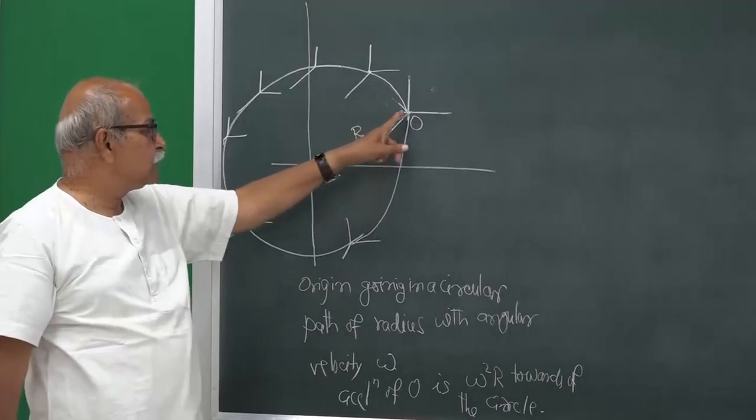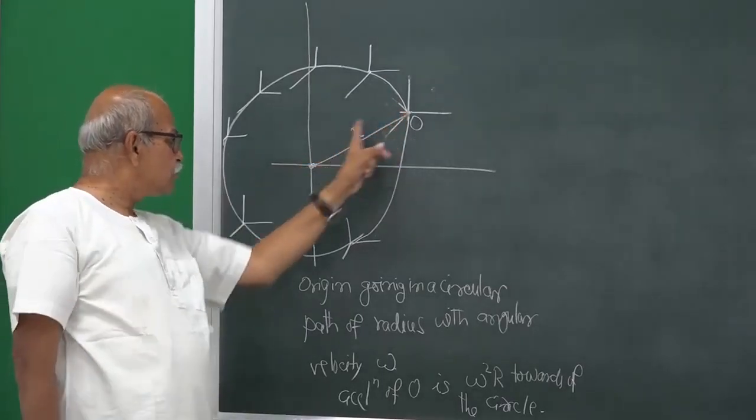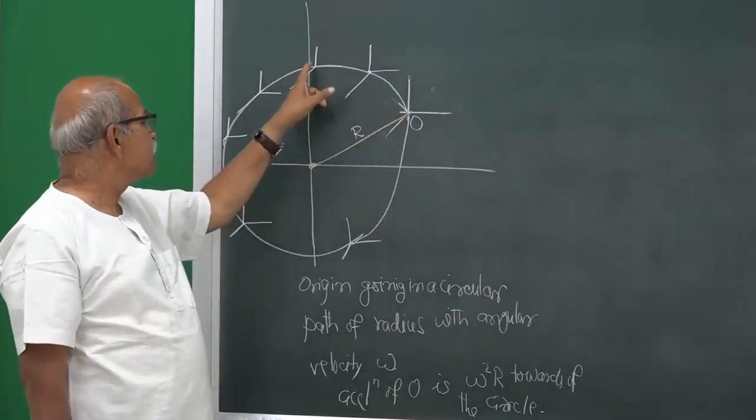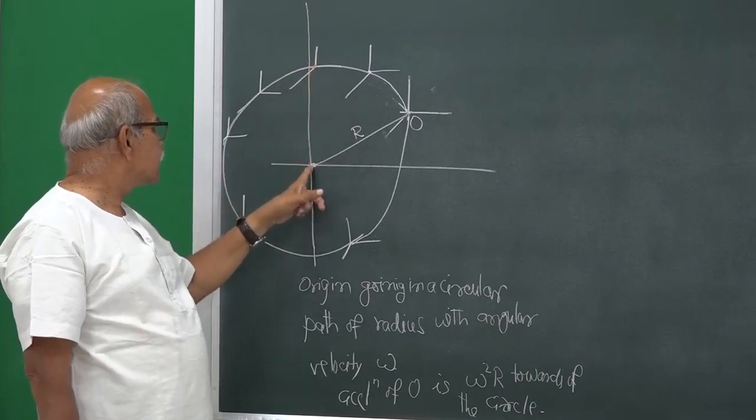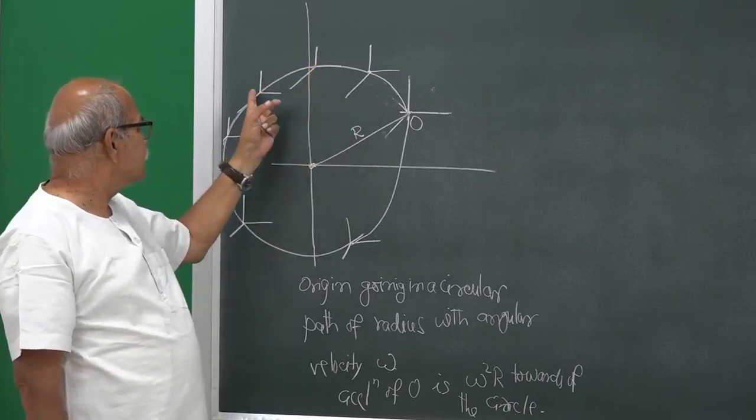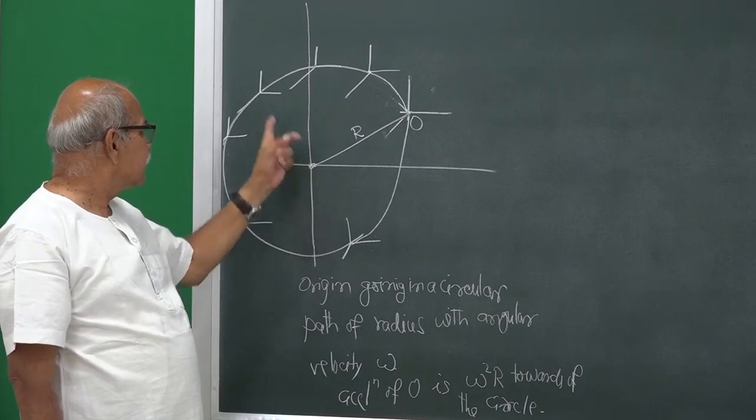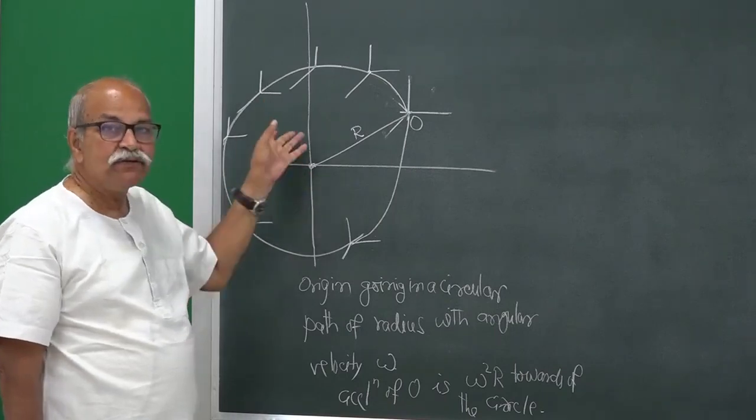Okay. So, the acceleration of this origin is towards the center. When the origin here is here, the acceleration is in this direction. When the origin is here, the acceleration is in this direction, and the magnitude is omega square into this capital R.